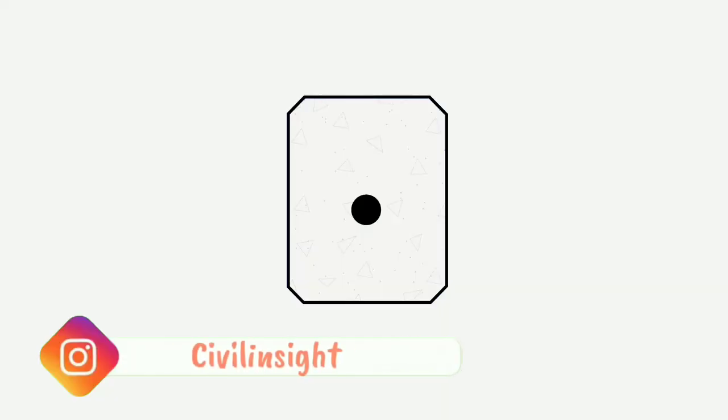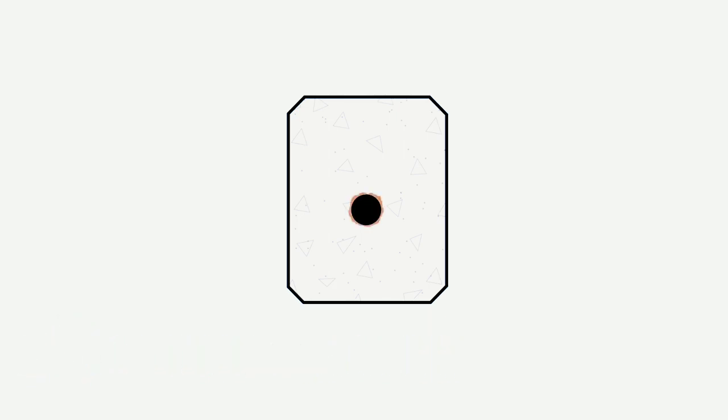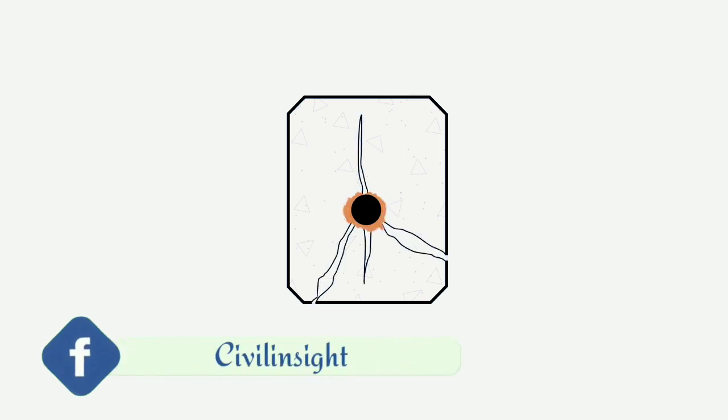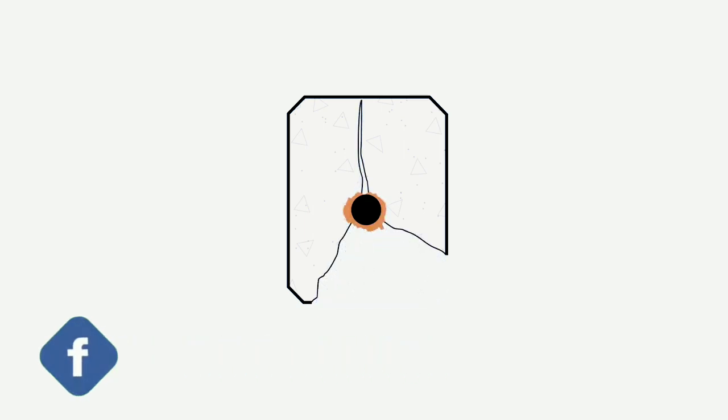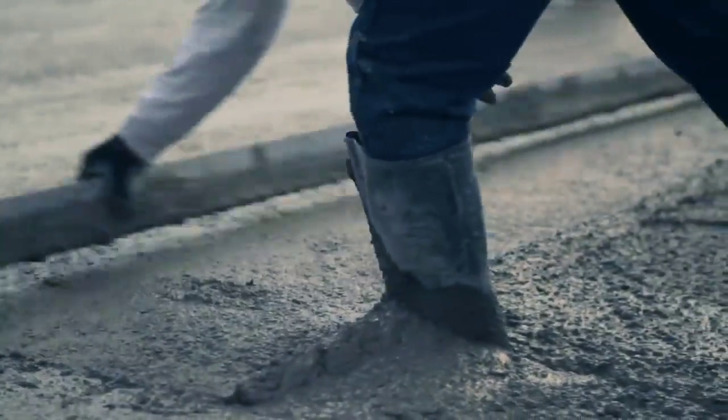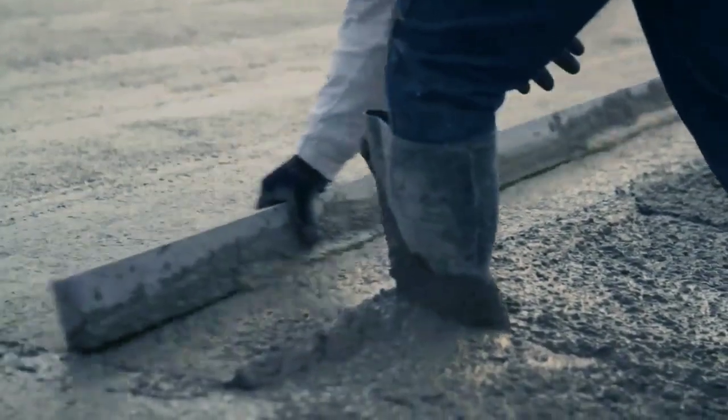Spalling is where the concrete initially cracks, and then starts to break away. While spalled concrete looks terrible, it can also be dangerous as pieces of concrete fall off and possibly hit people underneath. Spalling also weakens the strength of the concrete.